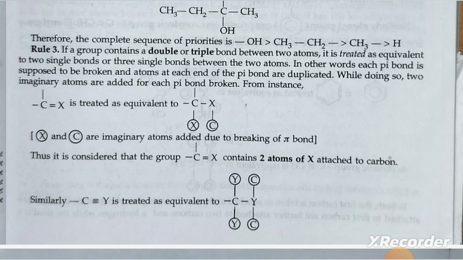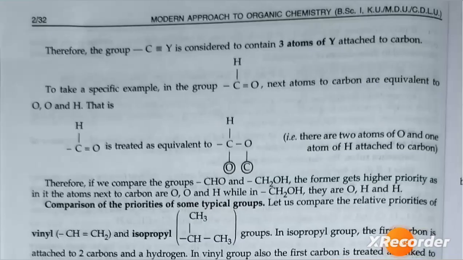X and C are imaginary atoms added due to the breaking of the pi bond. Thus, it is considered that the group C double bond X contains two atoms of X attached to carbon. Similarly, single bond C triple bond Y is treated as equivalent to C attached with two imaginary Y, and Y attached with two imaginary carbon. Therefore, the group single bond C triple bond Y is considered to contain three atoms of Y attached to carbon.